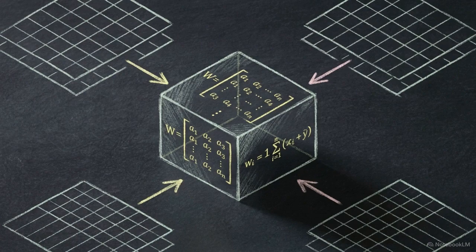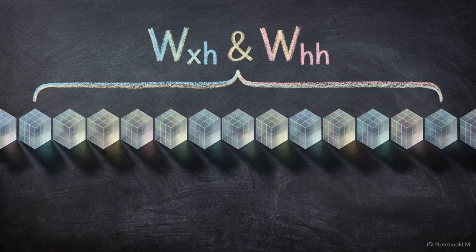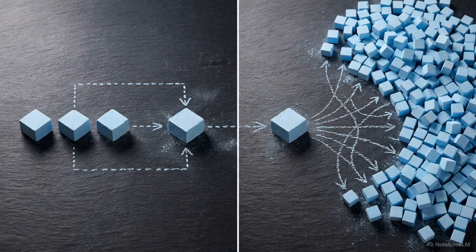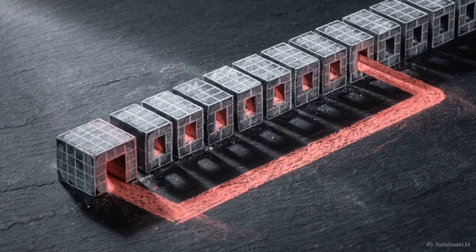The matrices inside this cell are not unique to this step. The network uses weight sharing. The exact same Wxh and Whh matrices are applied recursively at every single time step. Reusing the same parameters at every step allows the network to process variable length sequences. But this recursive structure means every calculation at step 50 is inextricably linked to step 1.